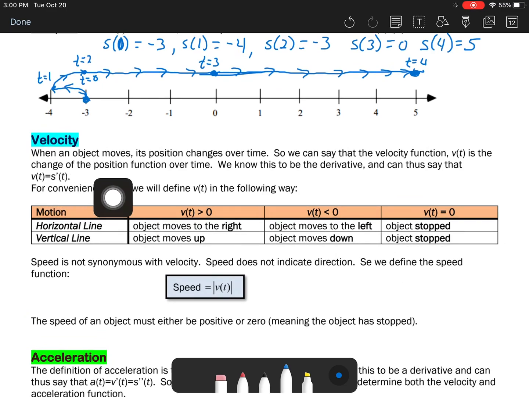All right, so it says velocity. When an object moves, its position changes over time, so we can say the velocity, v of t, is the change in position over time. So velocity is the rate of change of position. When we talk about rate of change, that refers to instantaneous rate of change, which is our derivative function. Thus we can say v of t is equal to s prime of t. Taking the derivative of your position function gives you your velocity function.